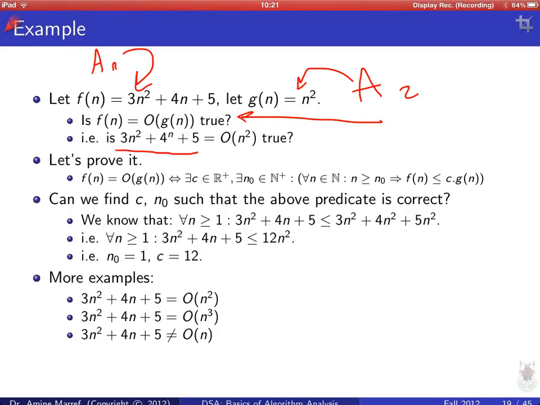Now I have reached a stage where I have an expression which looks like: for all n greater than or equal to some natural number n0, this is f of n, and the n squared here is g of n, and I have found a c which is multiplied by n squared, by g.